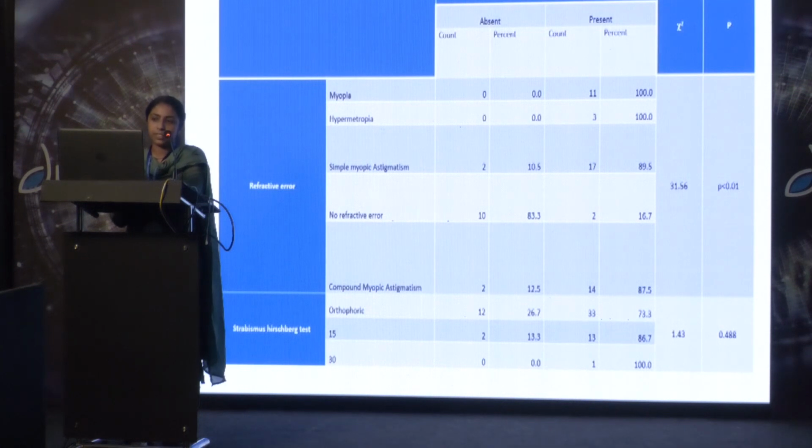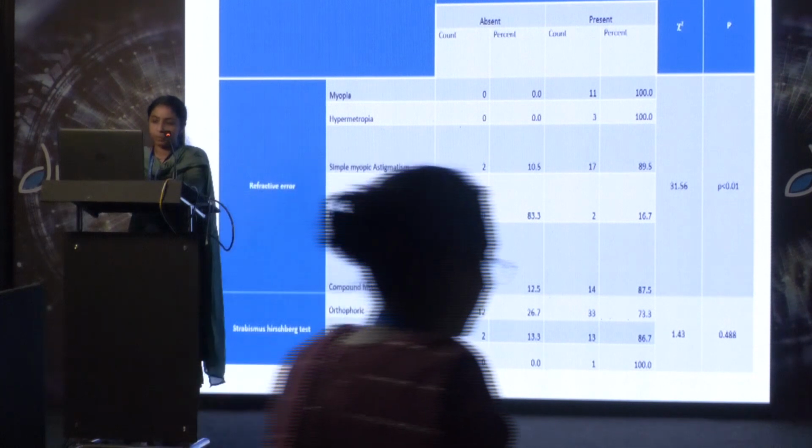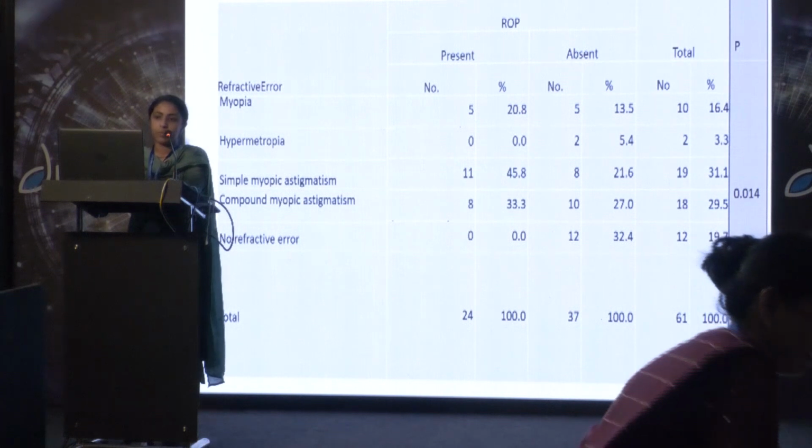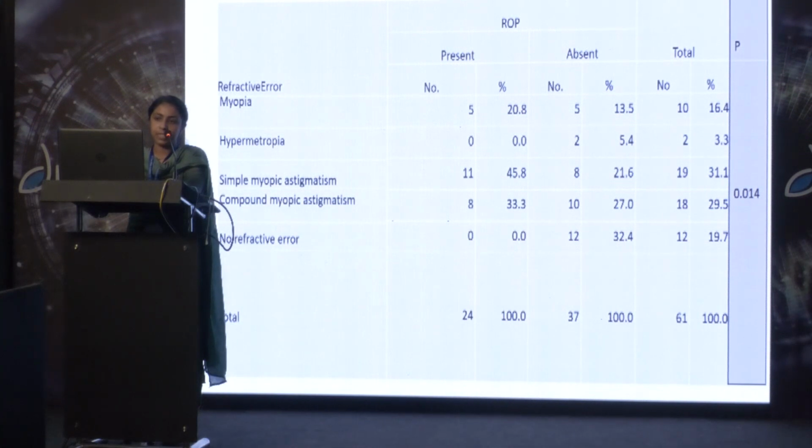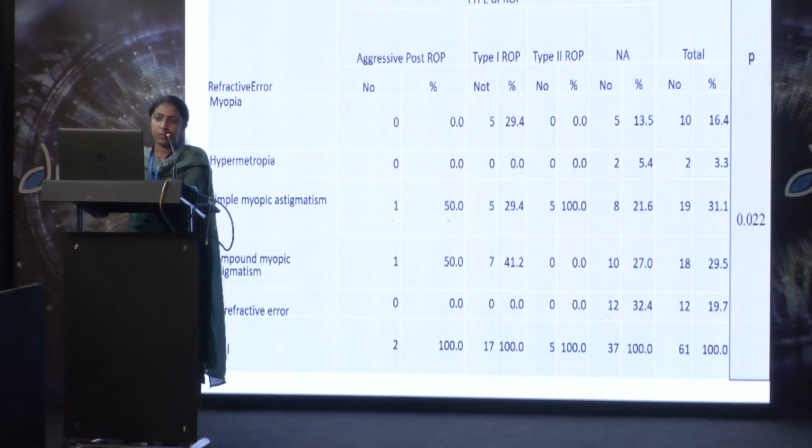And I also studied the association between refractive error and amblyopia, and a statistically significant correlation was made out between amblyopia and refractive error, whereas no such association could be found between strabismus and amblyopia. Also, there was a statistically significant relation between the presence of ROP and refractive error. Also, an association could be drawn between the severity of ROP and refractive error.